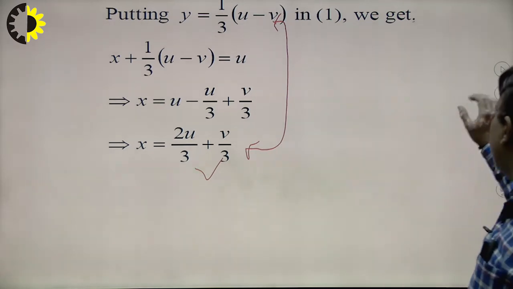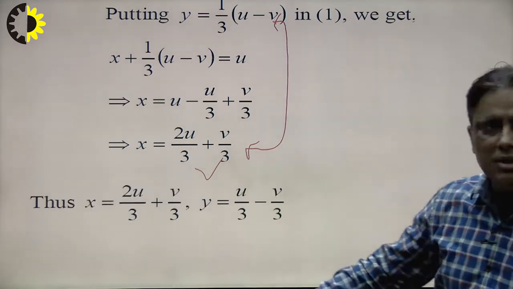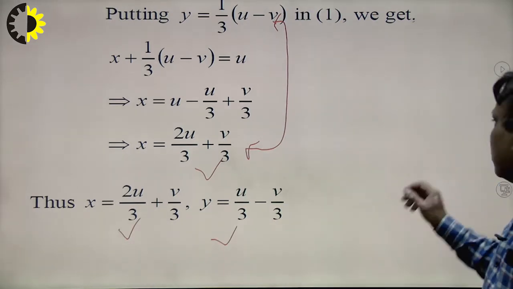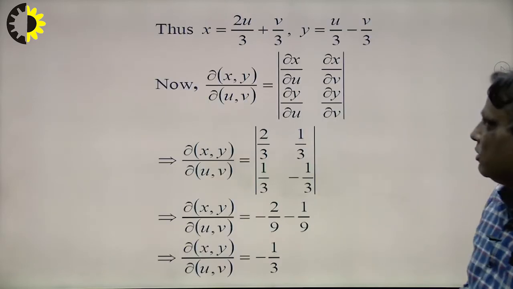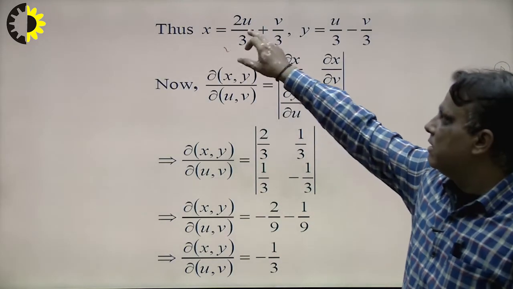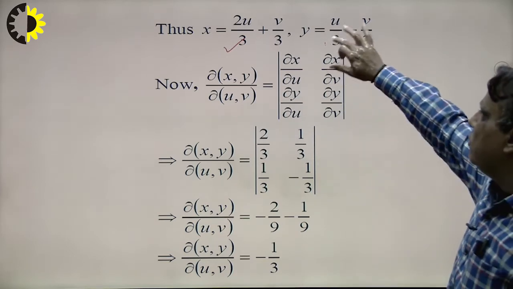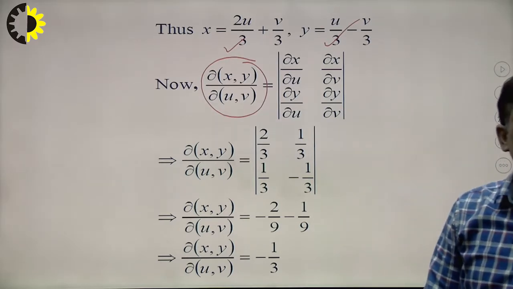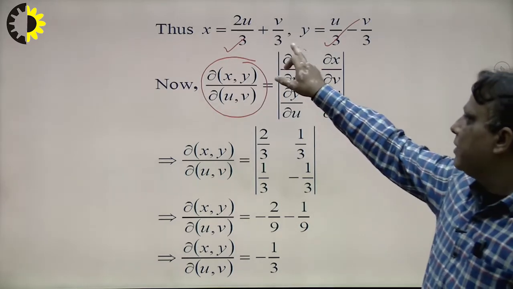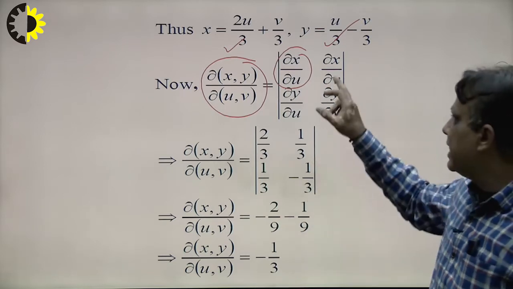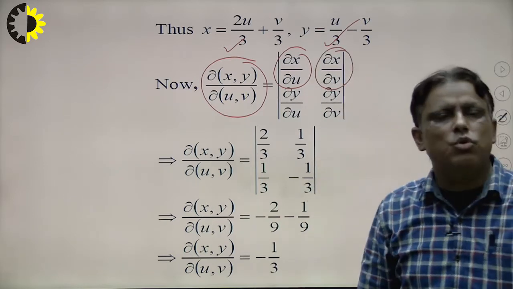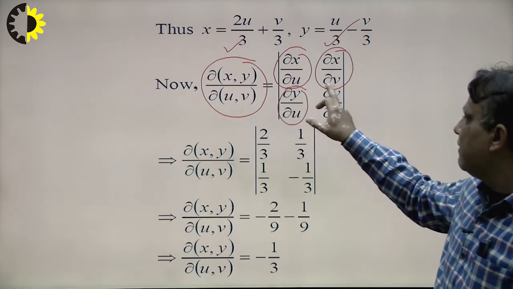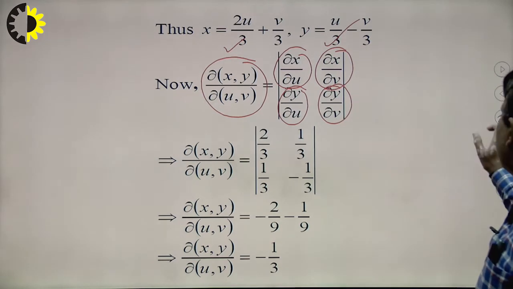Now first of all we find the Jacobian of this part. This is x and this is y. First of all we calculate the Jacobian by using the formula. I explained just now what the formula of Jacobian is. This is known as the Jacobian of xy with respect to uv. So I write the formula: del x upon del u, del x over del v, and I explained in the previous lecture how to calculate the Jacobian with the help of partial derivatives, del y over del u and del y over del v.